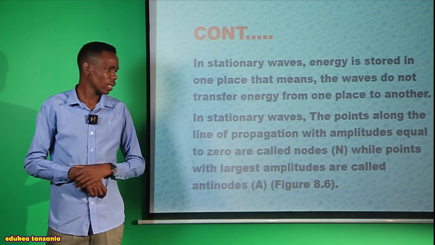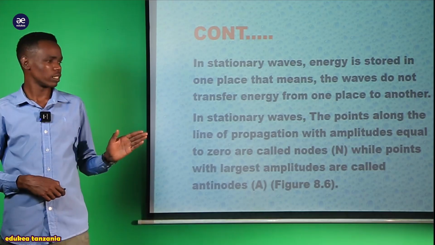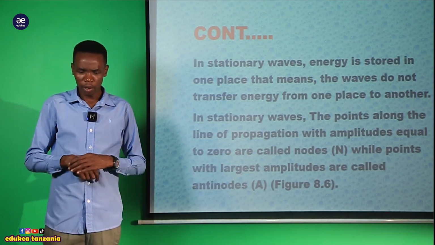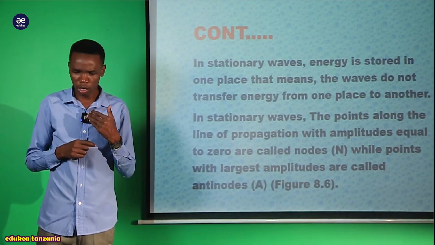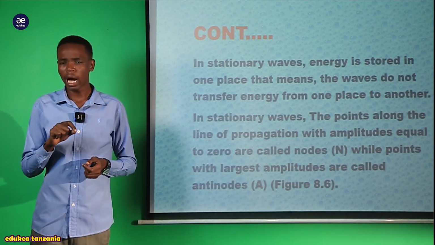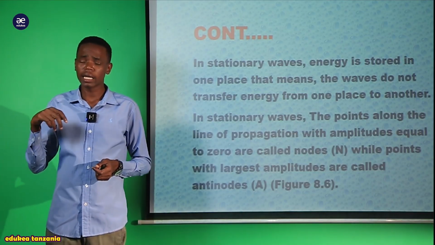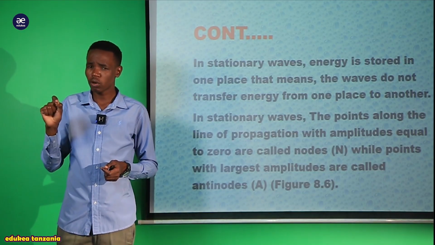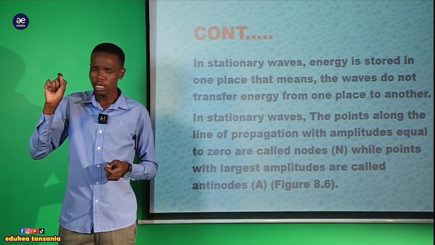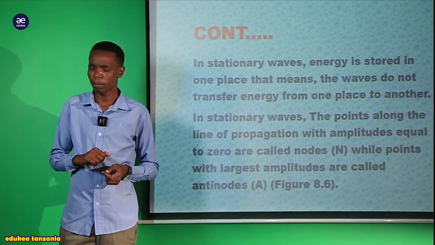So in stationary waves, there are points along the line of progression where the amplitude is equal to 0, according to the notes. Imagine we have those two progressive waves moving with the same speed, the same frequency, and equal amplitude, traveling in the opposite direction, as we have been told in our introduction here.